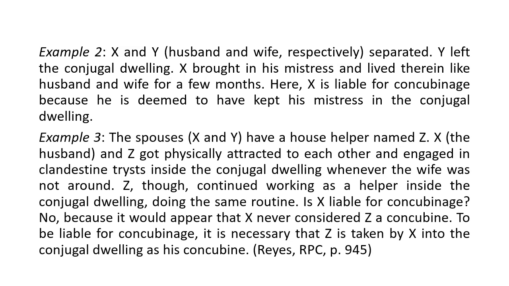Example number 3. The spouses X and Y have a house helper named Z. X, the husband, and Z, the house helper, got physically attracted to each other and engaged in clandestine trysts inside the conjugal dwelling whenever the wife was not around. Z, though, continued working as a helper inside the conjugal dwelling, doing the same routine every day, as if she were really a house helper. Question: is X liable for concubinage? The answer is no, because it would appear here that X never considered Z as a concubine. In order to be liable for concubinage, it is necessary that Z is taken by X into the conjugal dwelling as his concubine.